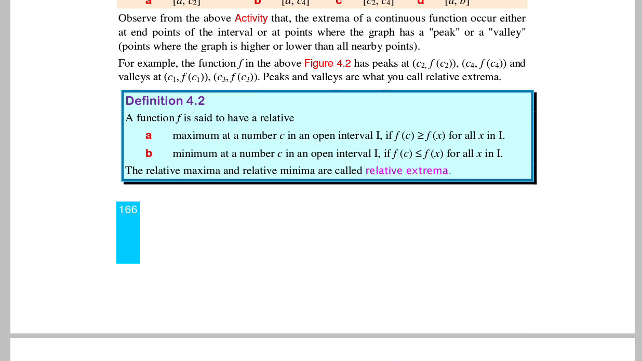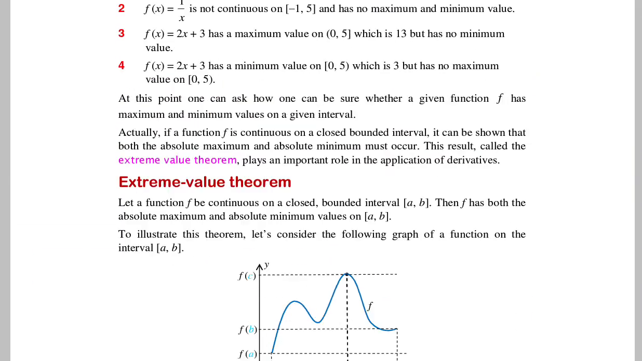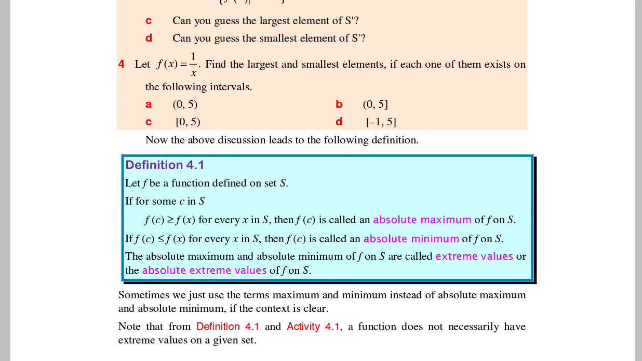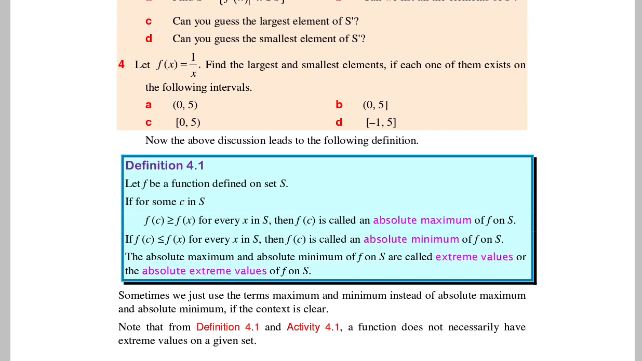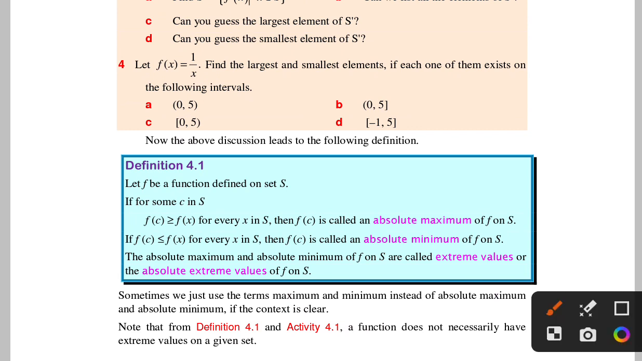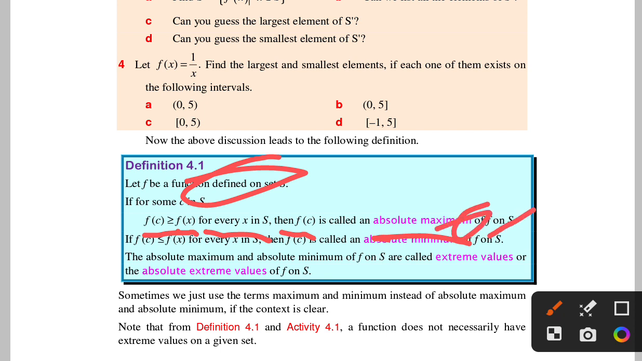But when we come back to relative extrema and relative minimum, look here at absolute maximum and absolute minimum. Suppose the function is defined over here, and f of c is greater than f of x for every x in S. Then f of c is called the absolute maximum of the function on S.